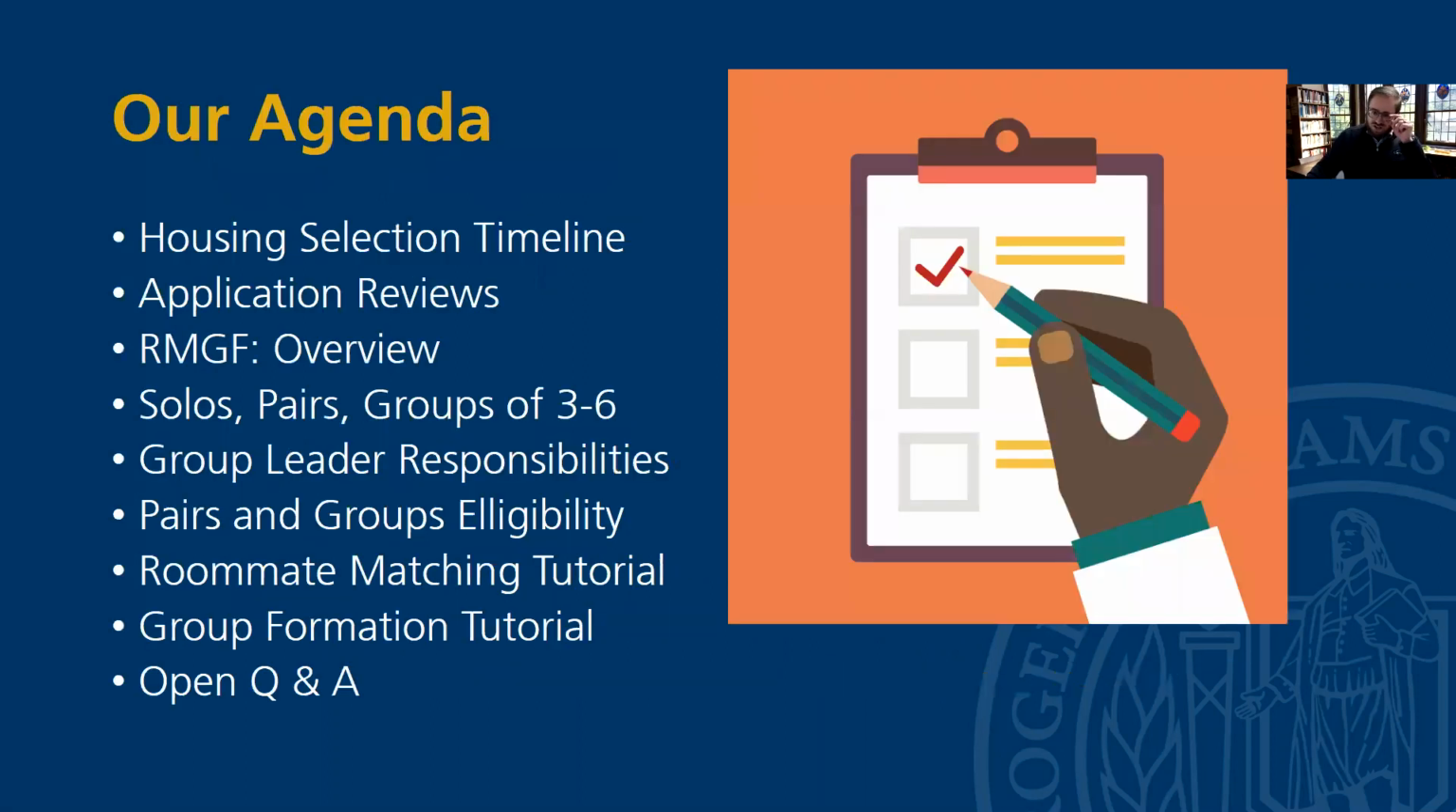All right, so what we're going to be talking about today: the housing selection timeline, giving you a brief overview of that. I'll go over some application stuff. We're going to really spend a lot of our time on how to actually do roommate matching and group formation. I'll give you an overview and talk about the difference between solos, pairs, and groups of 3 to 6.